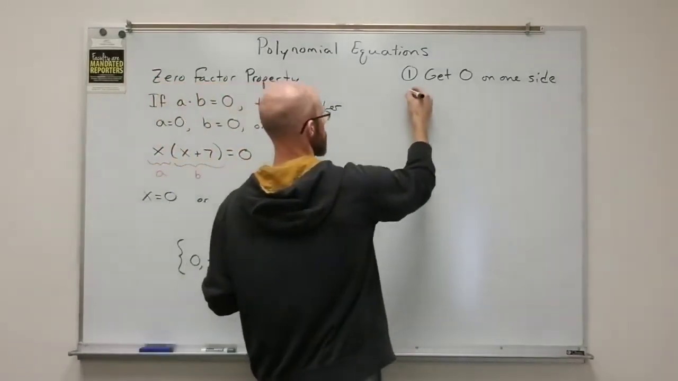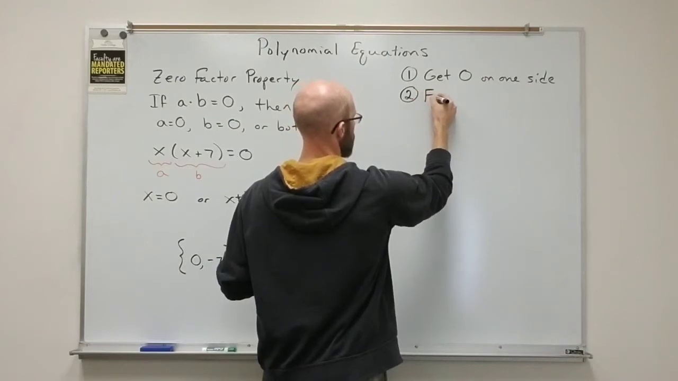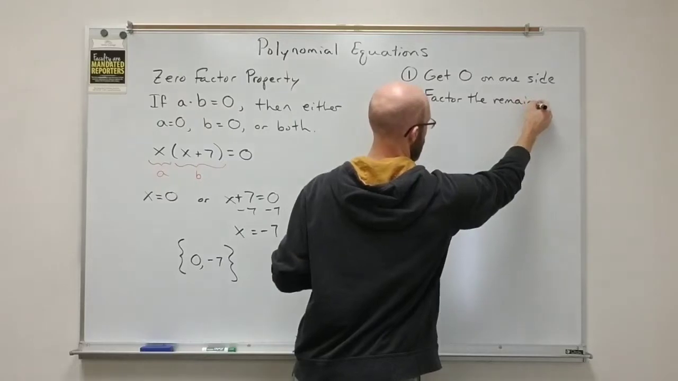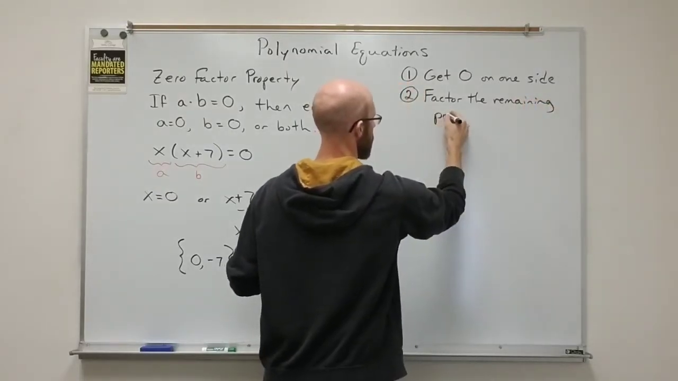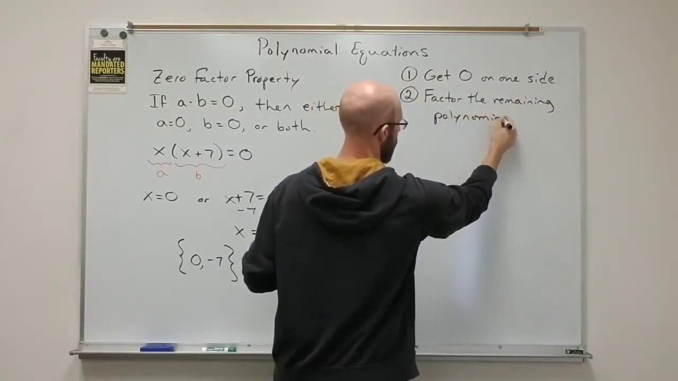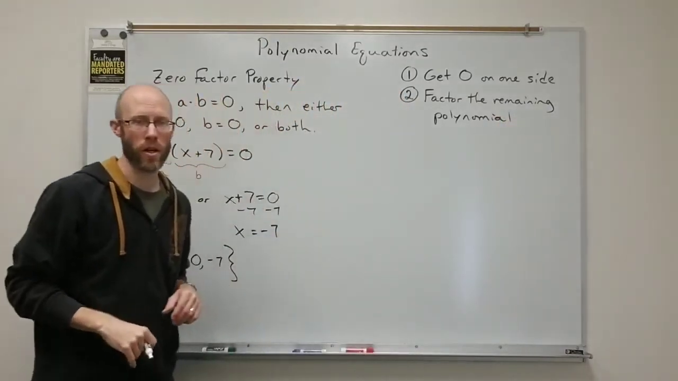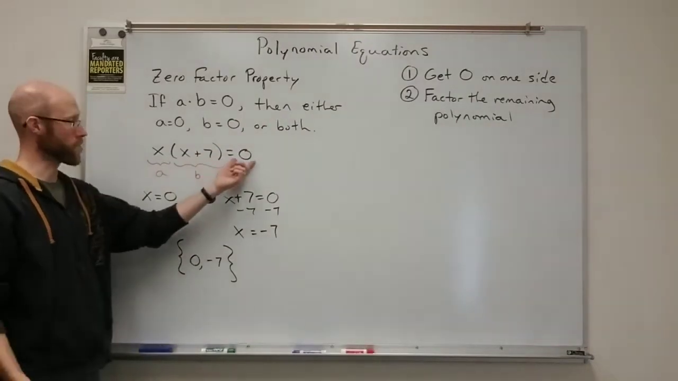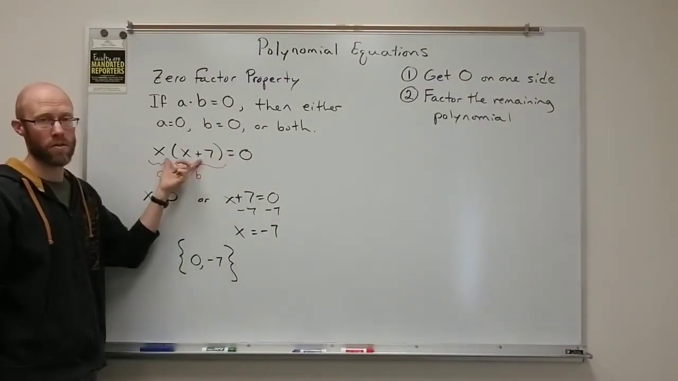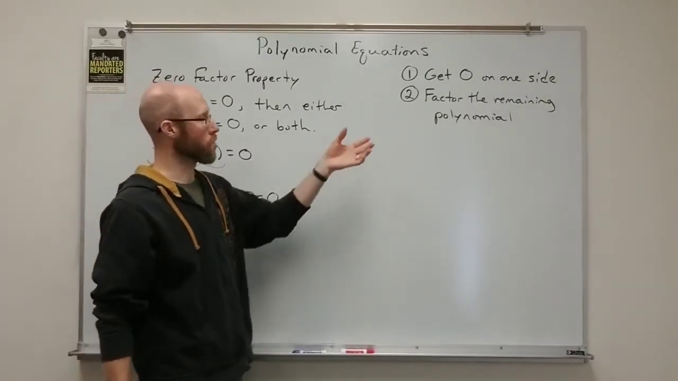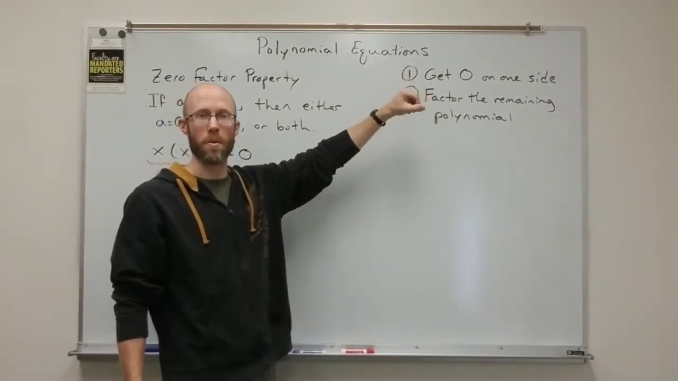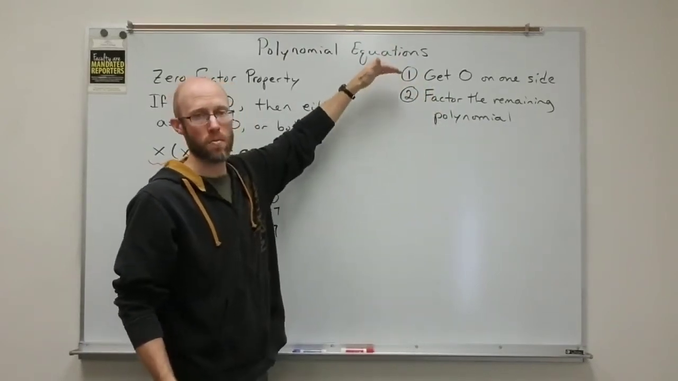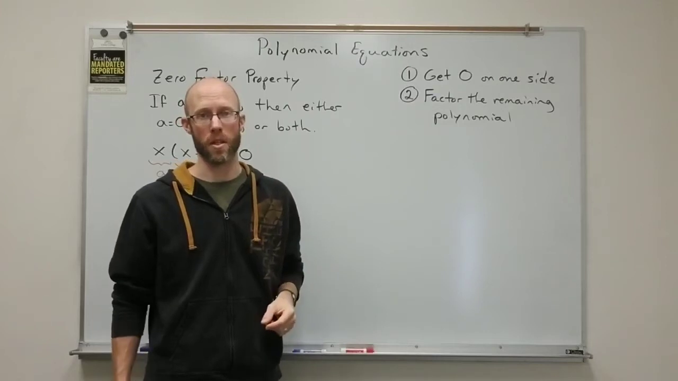The second thing you must do is to factor the remaining polynomial. Okay, it'll be on the other side of the equation. Now the one I gave you, both those first two steps are already done, right? There's already a 0 on one side and it's already factored. It could be the case that you don't have to do some of these steps, but as a general principle, these are possible steps. You may just be able to skip them depending upon what's given to you.